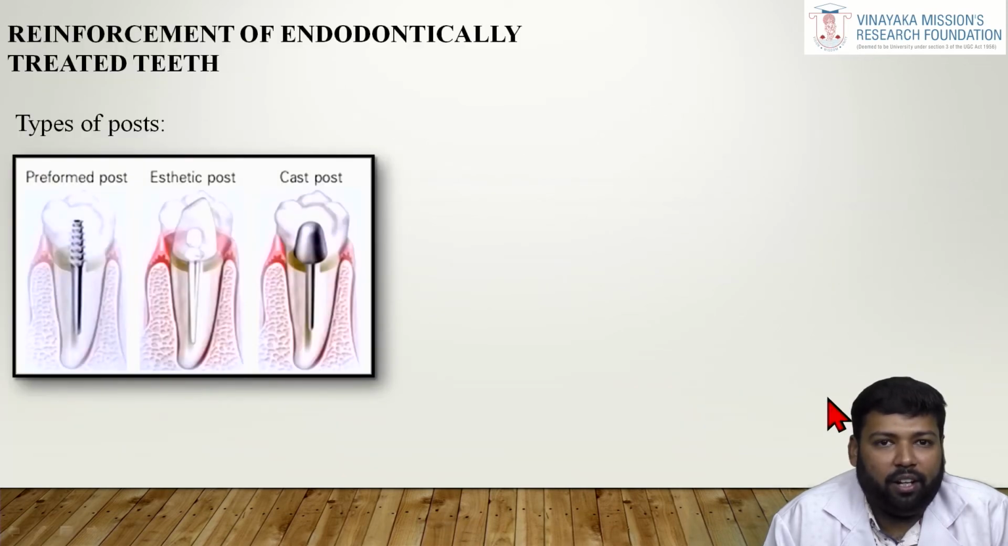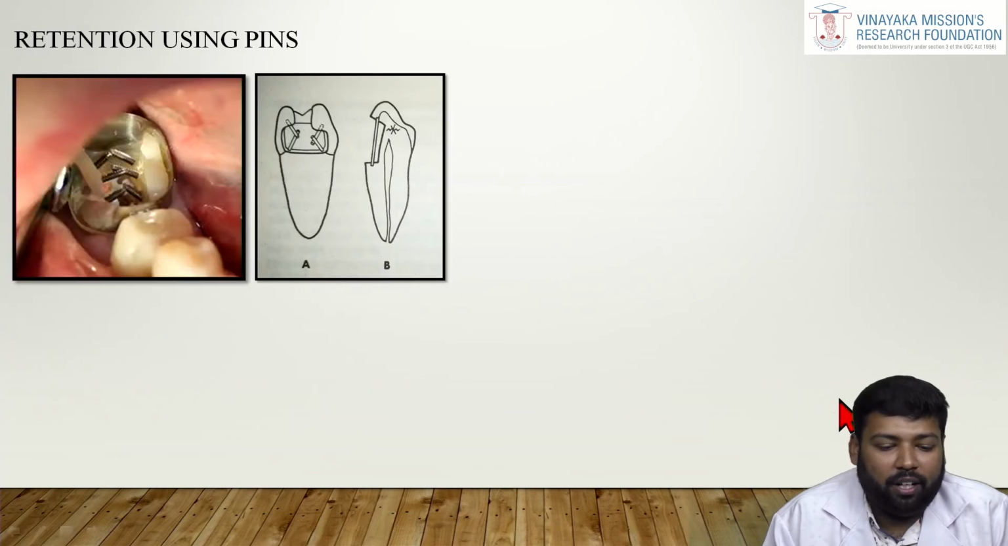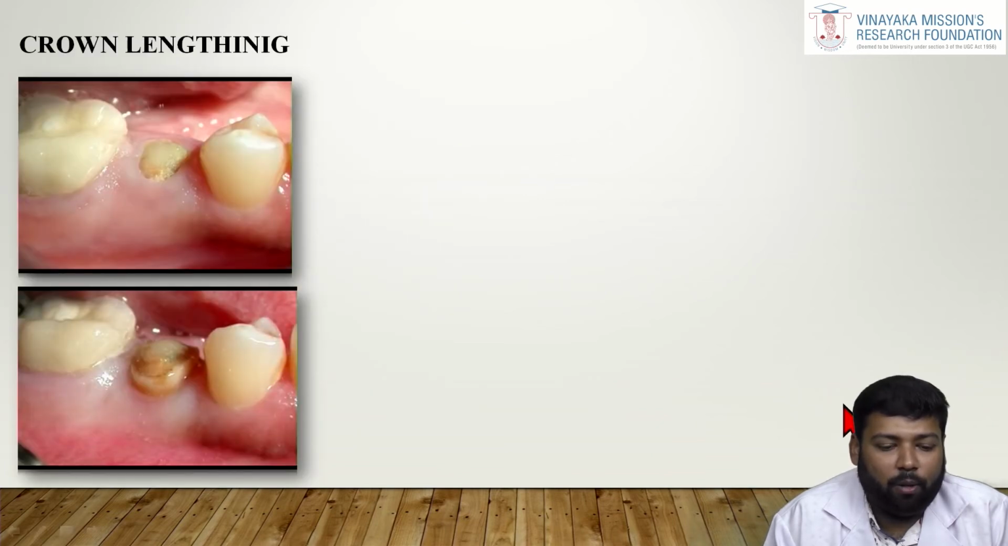Reinforcement of endodontically treated teeth. We can manage endodontically treated teeth with 3 types of post. One is the preformed post, which is available as a fiber post for aesthetic concern. Next is an aesthetic post, which is a resin composite post, and the third is a cast post. A cast post is custom made depending upon the tooth or the canal, and we can prepare a post according to the width of the canal. Next comes retention using pins, which we already saw.